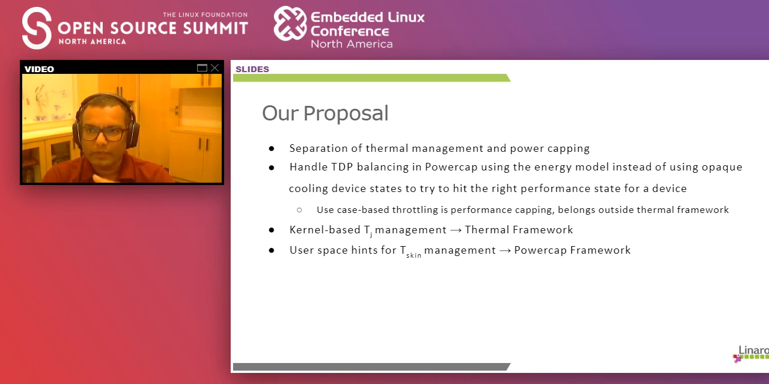And so what we are proposing is that junction temperature management should happen in the kernel and should be taken care of by the thermal framework, whereas T-skin management, so the skin temperature management, needs hints from the user space, and so should happen in the power cap framework. And with this, I'm going to hand over to my colleague, Daniel, to take us through the proposal of how the power cap framework can be used.